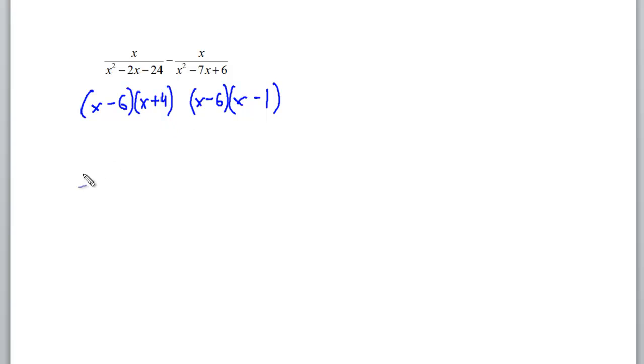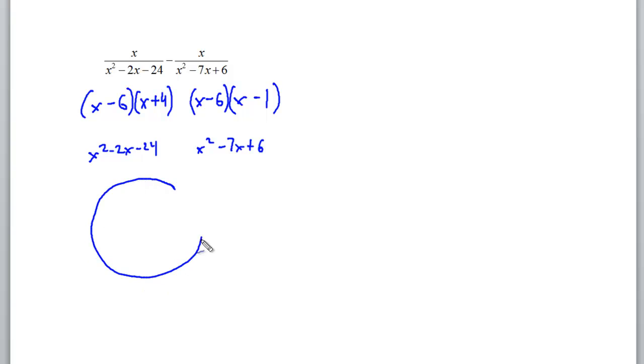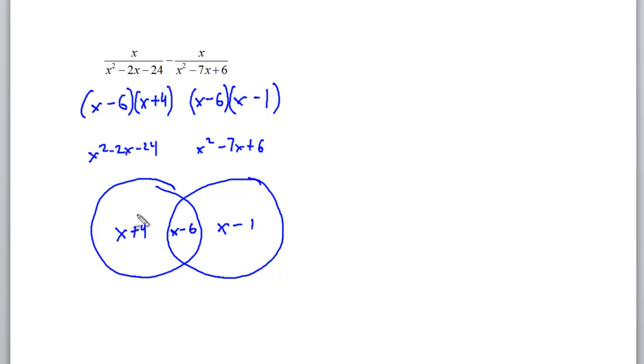So, looking at these, my x squared minus 2x minus 24 and x squared minus 7x plus 6, we're going to have our Venn diagram overlap here as well. Check out the overlap. Now, what do these have in common? They have x minus 6 in common. Now, on the left-hand side, our x plus 4 is not in common with the right-hand side, which has an x minus 1. So we're going to take our x plus 4, multiply it by this side to get our common denominator, take our x minus 1 and multiply it on that side to get our common denominator.